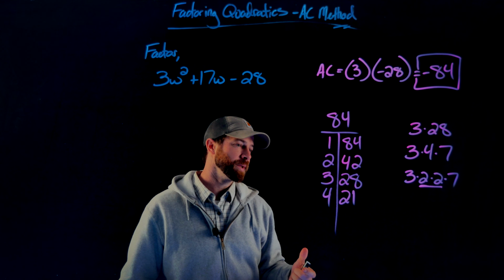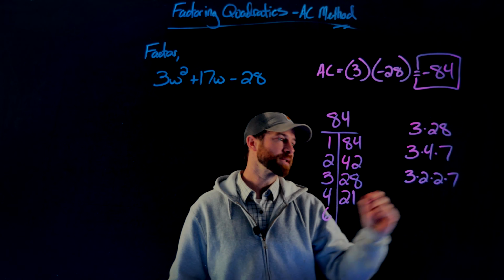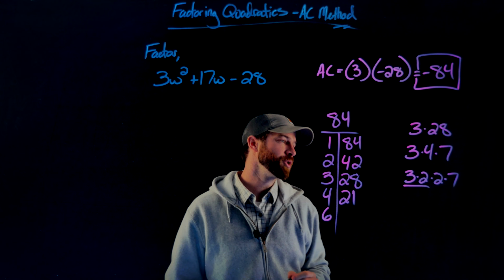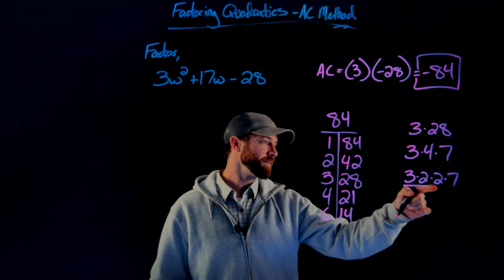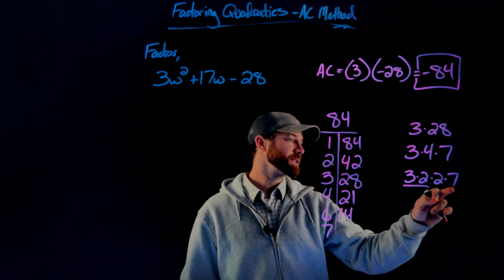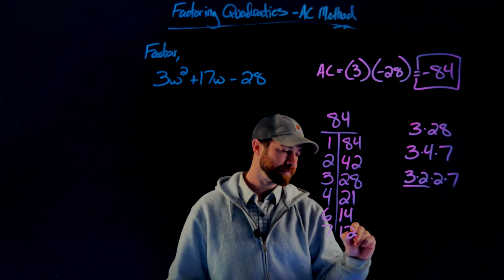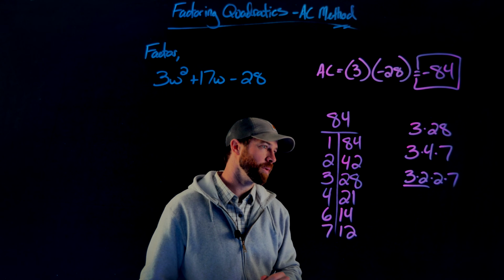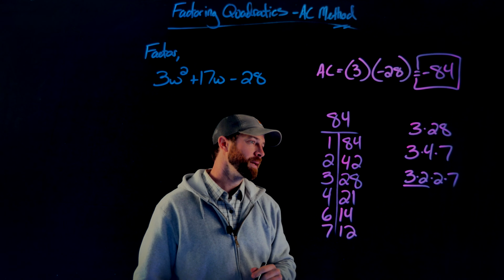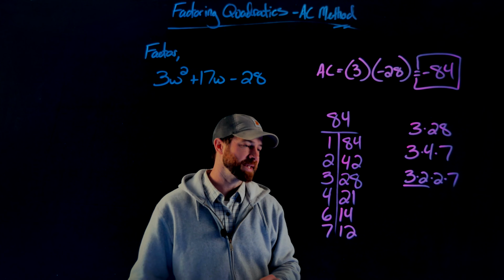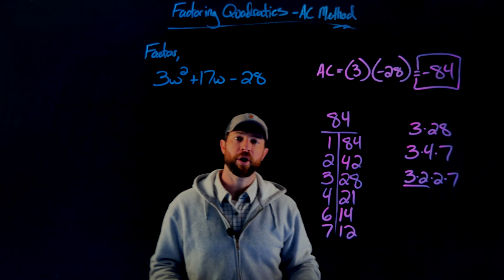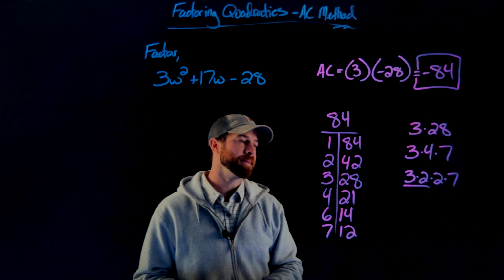And then 5 doesn't go into it. 6 does. 6 goes into 84 because 3 times 2 is 6. It's 6 times 14. And then 7 obviously goes into it. It is 7 times 12. 8 doesn't go into 84. 9, 10, 11, and then 12. The next number I would check is 12, but I already have 12 on this side. This is a fast way of making all of the factor pairs that multiply to be 84.